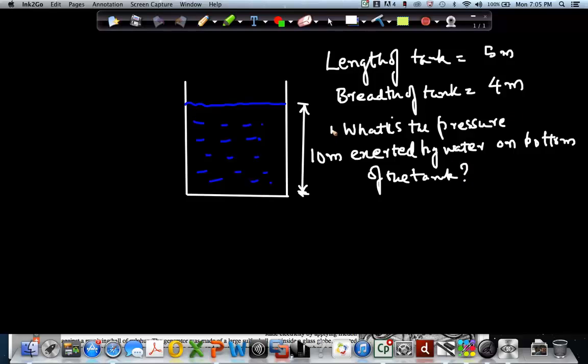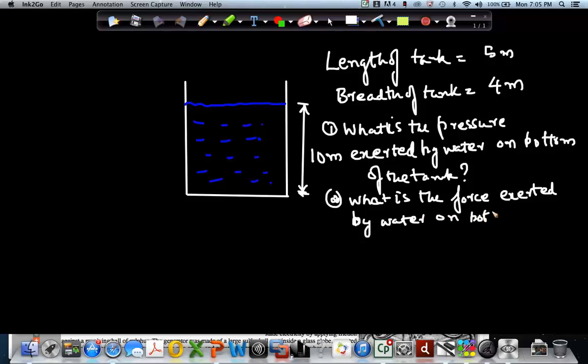That is the first question. And the second question is, what is the force exerted by water on the bottom of the tank? So these are the two questions. Now how do you do this, right? If I want to know the pressure exerted by water on the bottom of the tank, what do I need to know? The formula, we have already derived it in the last class, right?